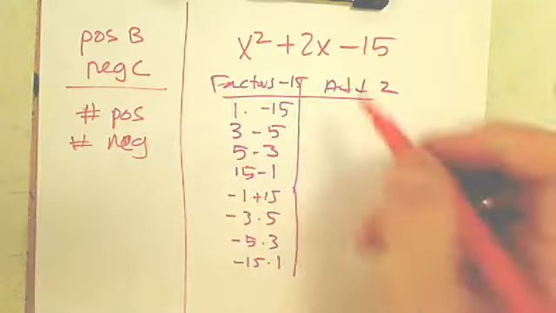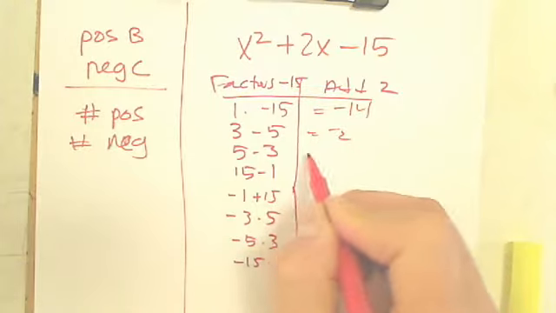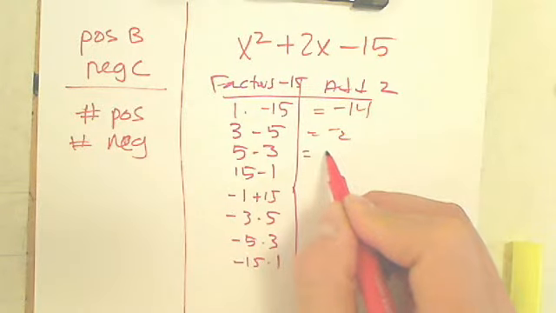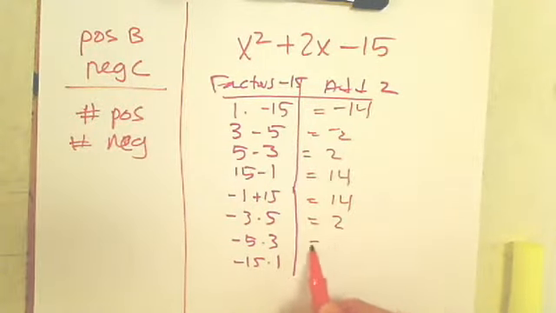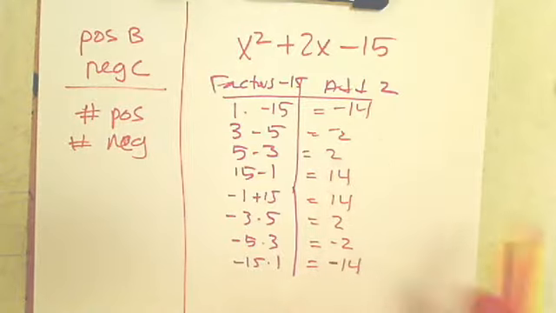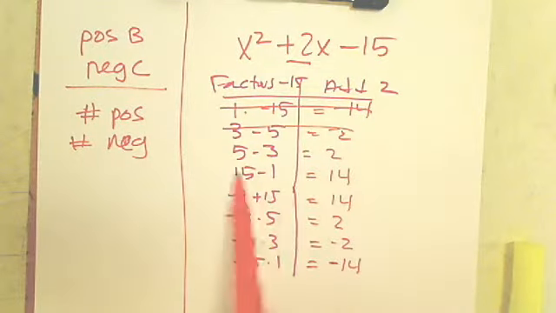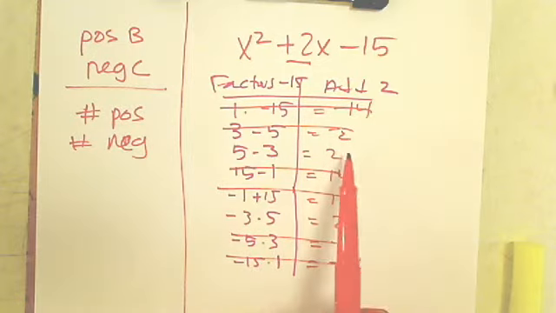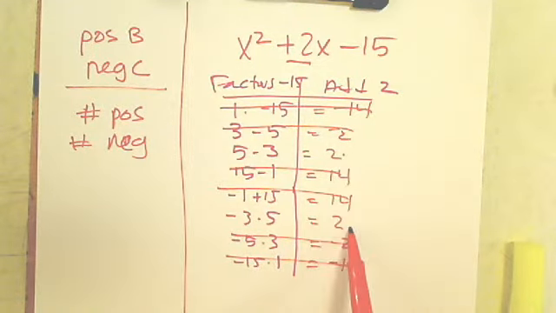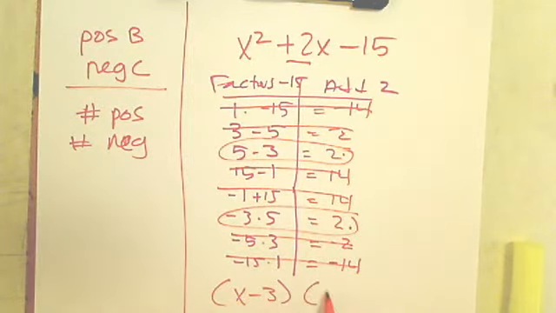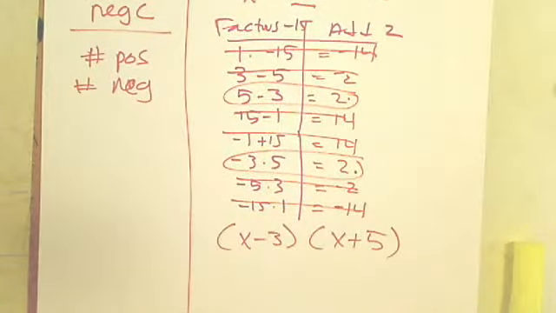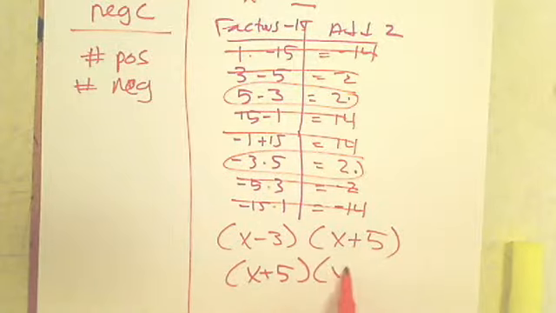So if you think about this, this one adds to negative 14, negative 2, sorry, it's 14. This is 14, this is 2, this is negative 2, this is negative 14. So I want to get a positive 2, so it cannot be any of these except for this one or this one. So if you try x minus 3, x plus 5, or x plus 5, x minus 3.